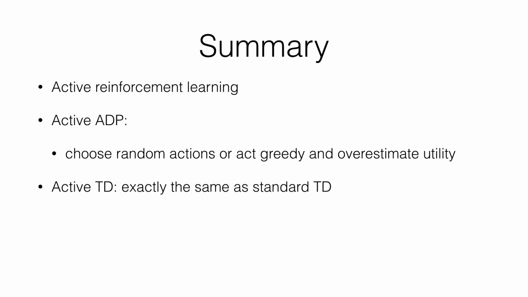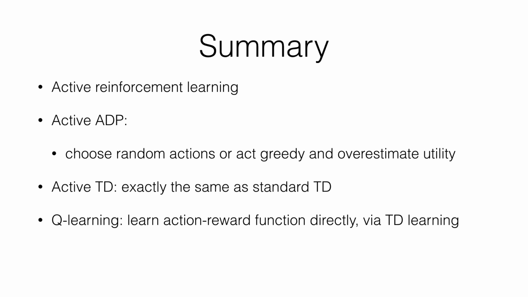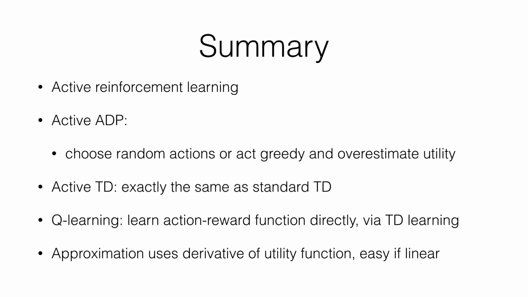And then we talked about Q-learning, which is where we learn an action reward function directly, rather than thinking about the utilities and the transition probabilities as separate things. We treat it all as one function, and then we can use TD learning to directly learn this without having to think about the transition probabilities. And lastly, I finished up with the idea that you can use an approximation. The update for TD learning using the approximation uses the derivative of the utility function, and that's very easy if it's a linear function, because then you just take the feature value along that dimension, and that's the derivative.